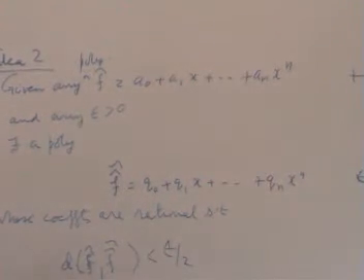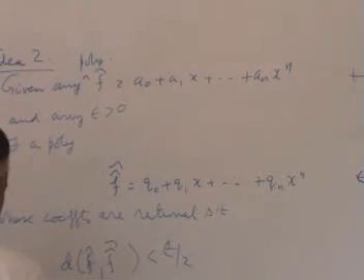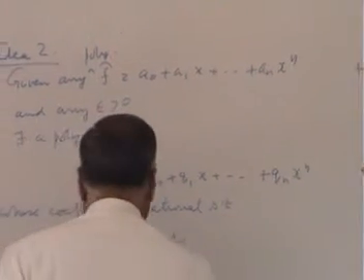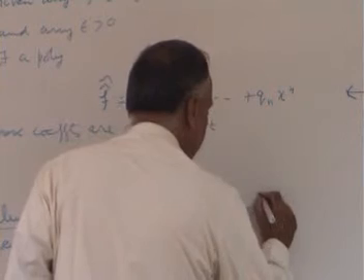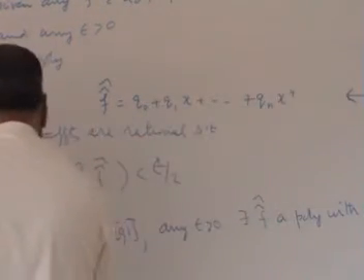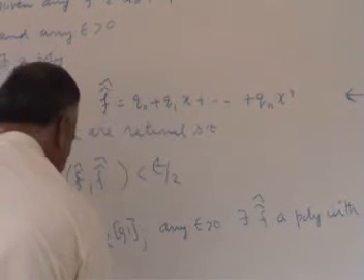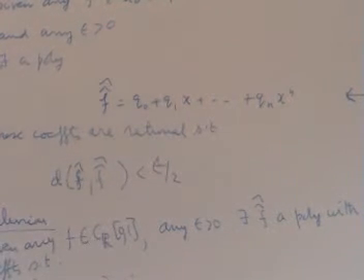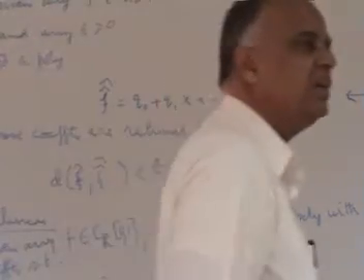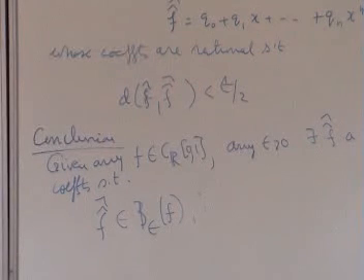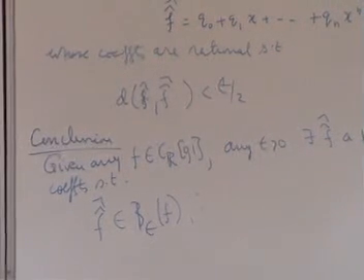And therefore, conclusion: given any f in C_R[0,1] and any epsilon positive, there exists f double hat, a polynomial with rational coefficients, such that f belongs to the epsilon ball around f double hat. Okay? And therefore, these polynomials with rational coefficients form a dense set because they sit in any ball you construct around any point with any radius. There will be one polynomial with rational coefficients. And then there are only countably infinite polynomials with rational coefficients, and therefore it's a countable dense set.